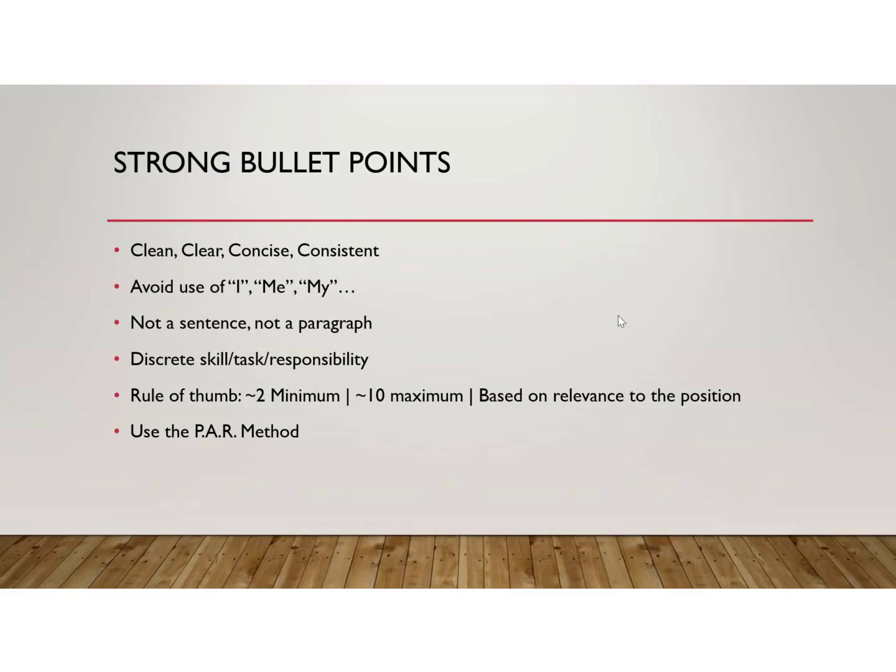Bullet points are probably the most difficult thing about resumes, but they don't need to be. They're the most awkward part, but we have some tips on how you can do that more effectively. The point of a bullet point is to be clear, clean, concise, and consistent, very straight to the point. We're going to avoid the use of I, me, and my. It is not "when I worked here, I was in charge of this." We just want to say "managed project," and so forth. Not a sentence and not a paragraph. These are bullet points.